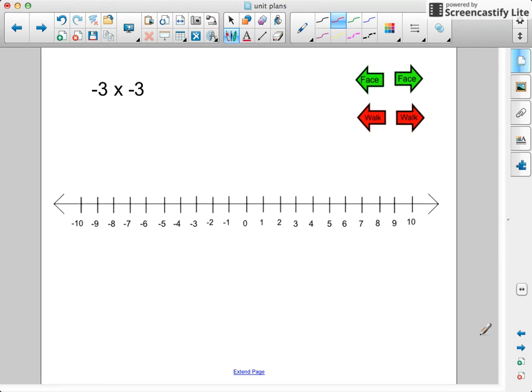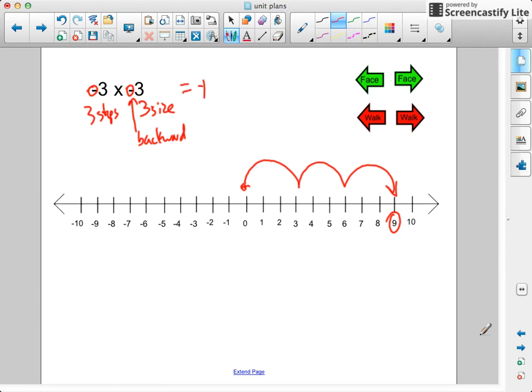Negative 3 times negative 3. So I'm going to be taking 3 steps, each size 3. Start at 0. Now, it's negative, so I'm going to face the negative direction. But since this one's also negative, this one would say walk backwards. So I'm facing that way, taking steps backwards. So 1, 2, 3. And I end up at positive 9.